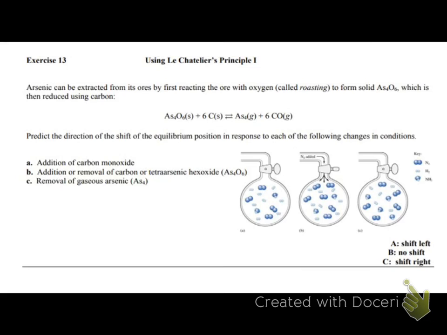So let's walk through a couple of scenarios. I have this equation. It doesn't have any gas on the reactant side, so there is only gas on the product side. It says predict the direction of the shift in response to these conditions. If I add carbon monoxide, what's going to happen? Because I'm adding more of this, it shifts away from where I added the stress, so it's going to shift this way. What if I remove the tetra-arsenic hexoxide?